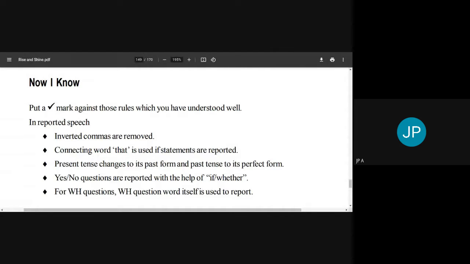For exam, you will not be given individual sentences, you will be given a small conversation.